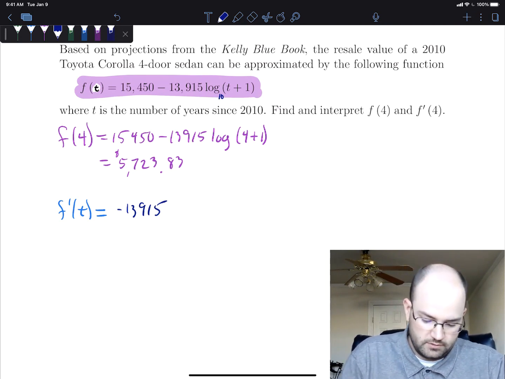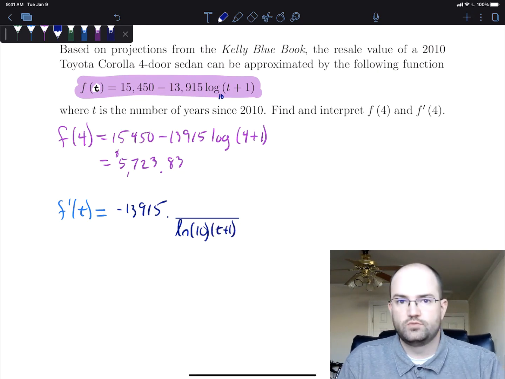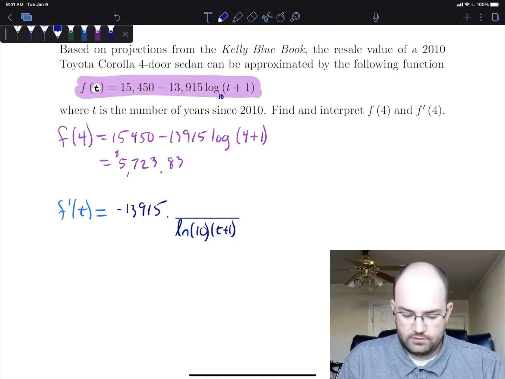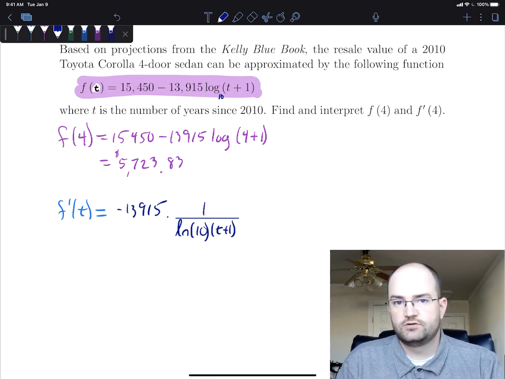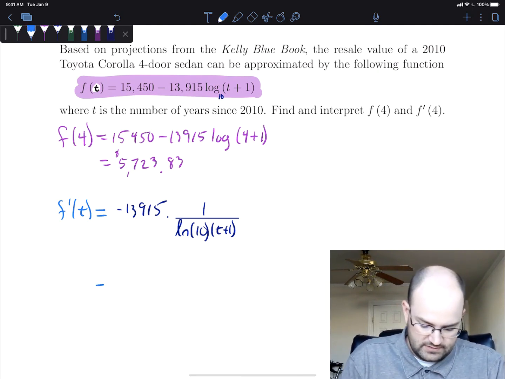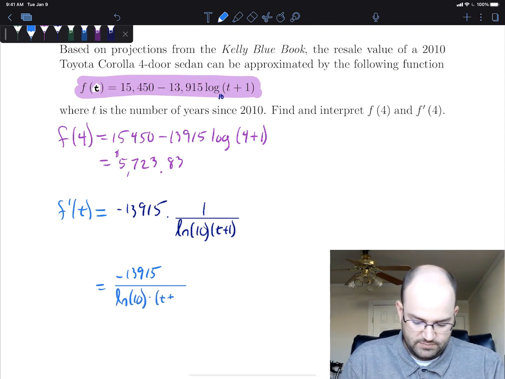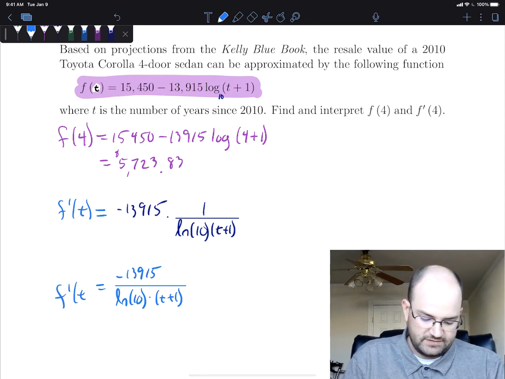Now, the log here is log base 10. That means that I'm going to have a natural log of 10 in the denominator, multiplied by t plus 1, which is the argument, and in the numerator, just put a 1, because it's the derivative of t plus 1. And I can move the 13,915 into the numerator, making this negative 13,915 over the natural log of 10 times t plus 1. And this is f prime of t.